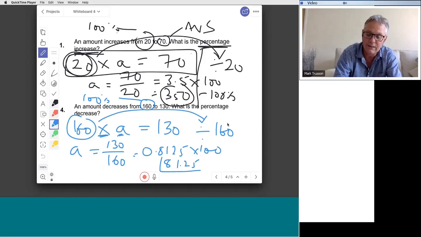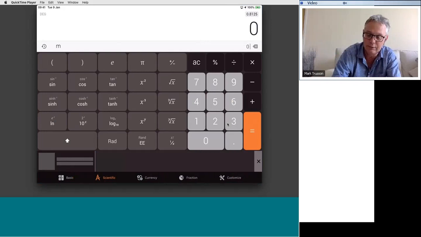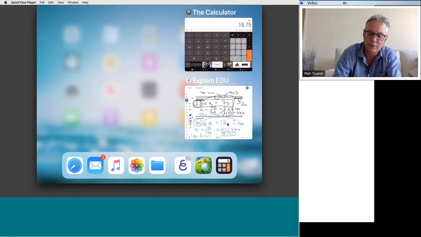Okay, it hasn't decreased by 81.25 because we started off with 100%. So we need to find out the difference by doing that calculation. 100 take away 81.25. So let's see what that is. And we end up with 18.75. So we've got 18.75%. Sorry, I've run out of room a little bit there. And our answer is 18.75% decrease.